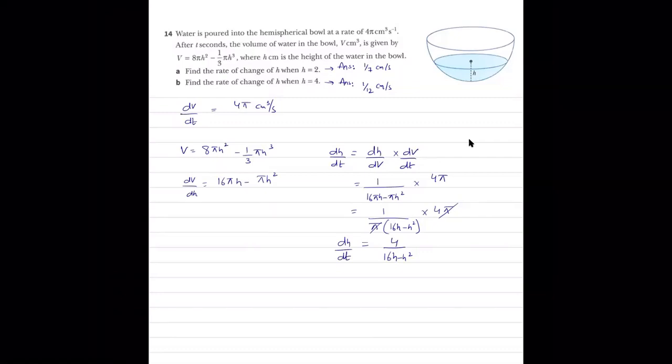Now we were asked to find dh by dt when h is 2. So, sir, 4 over 3. When you wrote the volume, dv upon dh, what were we finding?